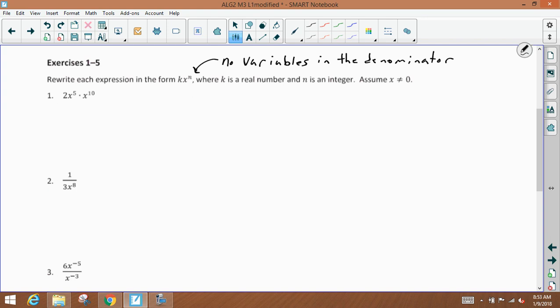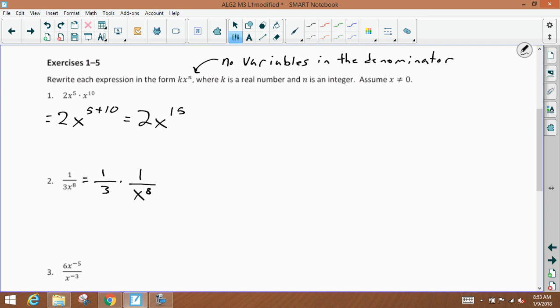It says, hey, go ahead and leave negative exponents. That's what you're being asked. So this one is just 2 times x to the 5 plus 10 power, which is 2x to the 15. No problem. This one, though, is a little different. I'm going to go ahead and split it up. I can do that, right? Those two things are equivalent.